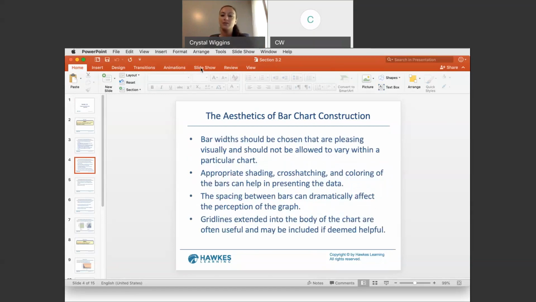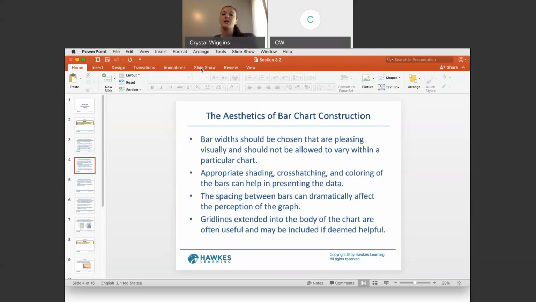Bar widths should be chosen that are visually pleasant and should not vary in width. You would never look at a bar chart and see a really fat bar and a really tiny skinny bar. That really just makes it difficult to look and compare the categories. The categories have no weights on them, so the bars should always be of equal width.